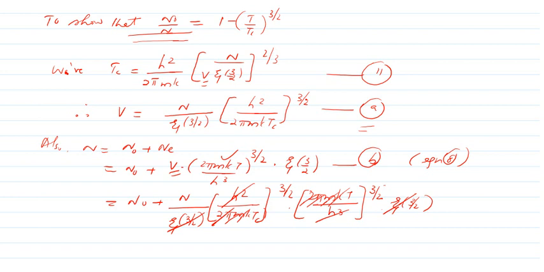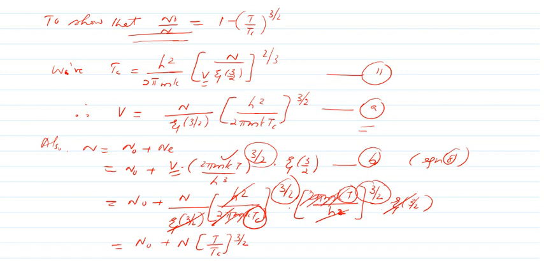So see that here I have to write h square when I take it inside this 3 by 2, I have to take h square raised to 3 by 2. So that is how h square is getting cancelled here. All other things, what remains here is Tc raised to 3 by 2 and T raised to 3 by 2. So what is that remaining? That is N0 plus N into T by Tc whole raised to 3 by 2.